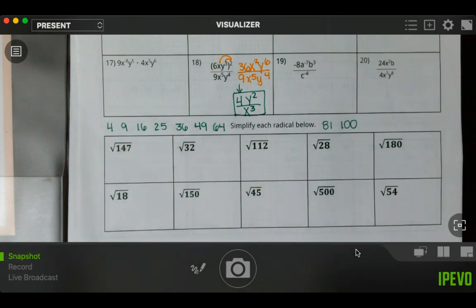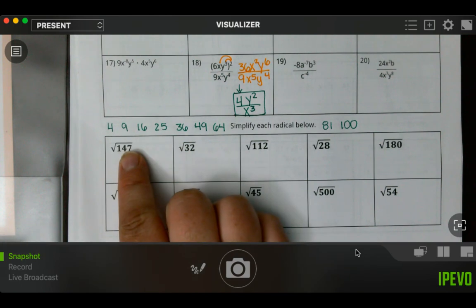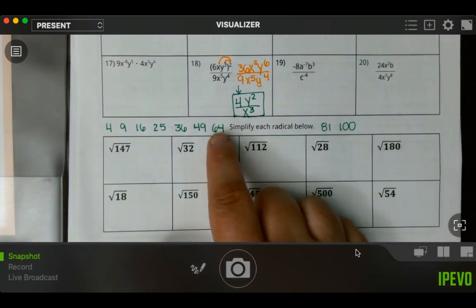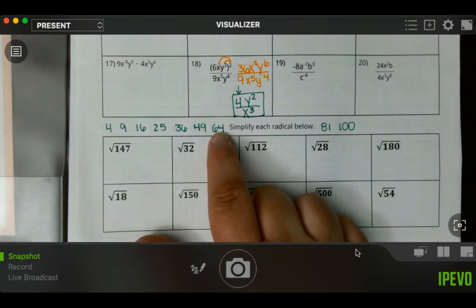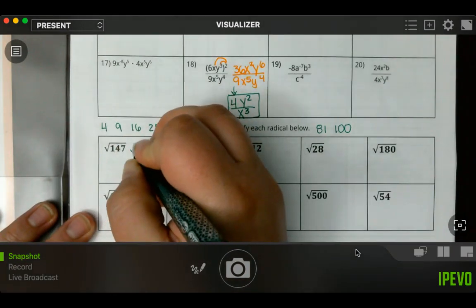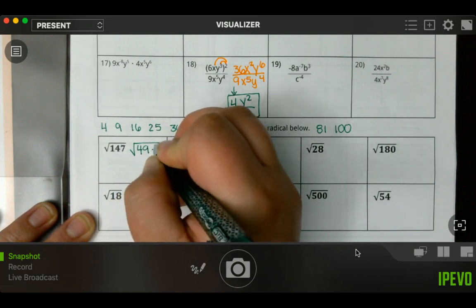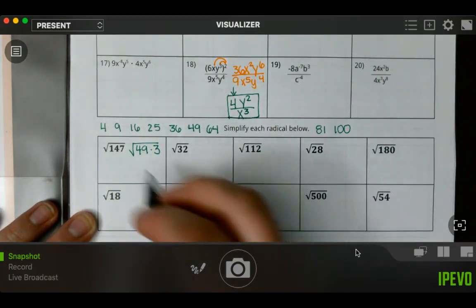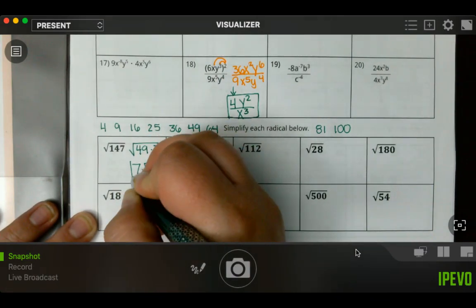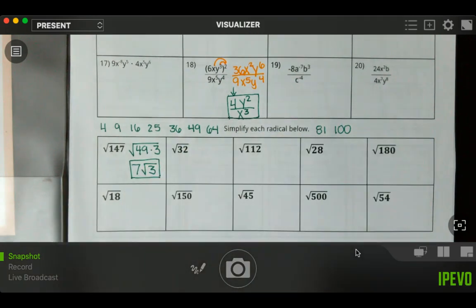So 4 through 100. What you're going to do is try and find a number that you can divide 147 by. So 147 divided by 100 and 81 and 64 isn't a whole number, but 147 divided by 49 is 3. Then you do the square root of 49, which is 7. And it gets to come outside because you already did the square root. And that is how you simplify a radical.